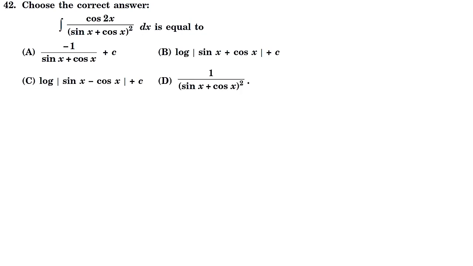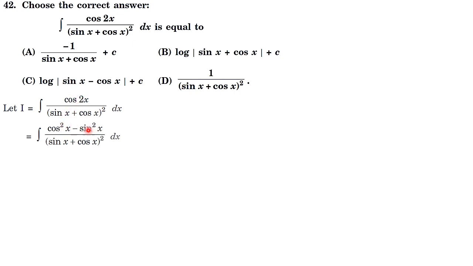Next we shall discuss question number 42. Choose the correct answer. Integral cos 2x divided by sin x plus cos x the whole square dx is equal to, 4 options are there, we have to choose the correct option. So here when we check, I is equal to integral cos 2x divided by sin x plus cos x the whole square dx. Now cos 2x, clearly we know the formula. Cos 2x we know that formula is cos square x minus sin square x.